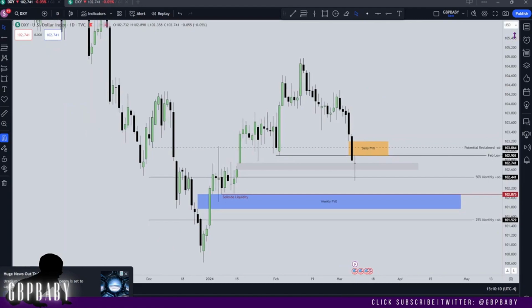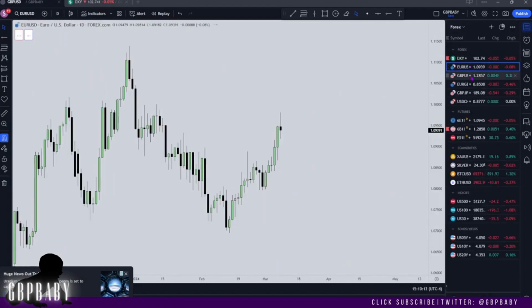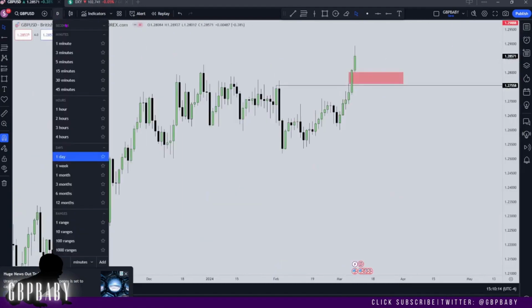So yeah, that's everything on dollar. I hope that makes sense. Now we can go over to GBP USD, and we'll start on the monthly there as well.